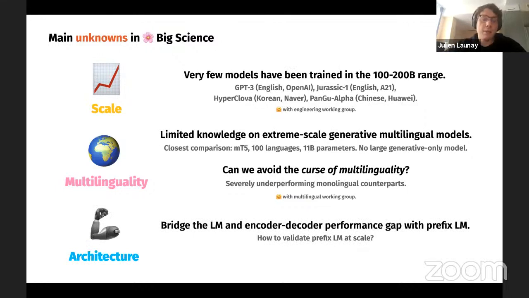And finally, the last question we are looking at is the architecture. A big moonshot that we have is to bridge the gap between encoder-decoder performance, a model like T5, and language models like GPT. Because we know from the T5 paper that there is quite a big gap, and prefix LM seems to be a promising way to bridge that. So we want to try that and see if we can do this at scale. These are the three main topics that we are going to go through in this talk, and what we think are the three biggest challenges in BigScience.